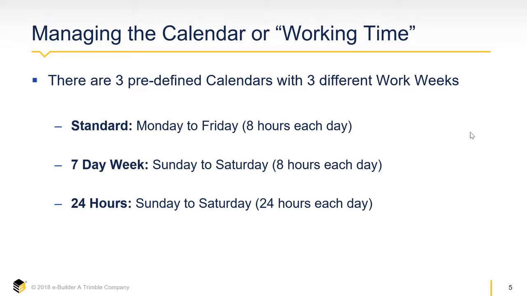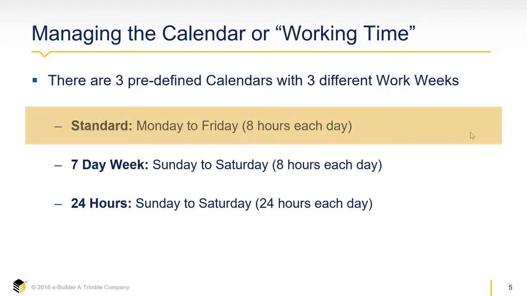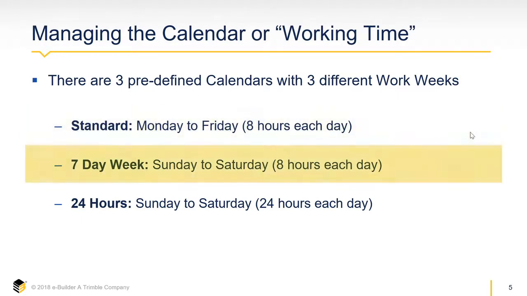Now we're going to talk about how to manage the calendar or working time in eBuilder on a schedule that has resource management and cost enabled. First, there are going to be 3 predefined calendars with 3 different work weeks. We have a standard calendar, which is your Monday to Friday, 8 hours each day. Then there's the 7-day week, Sunday to Saturday, 8 hours each day. I've often heard that called a calendar day calendar.